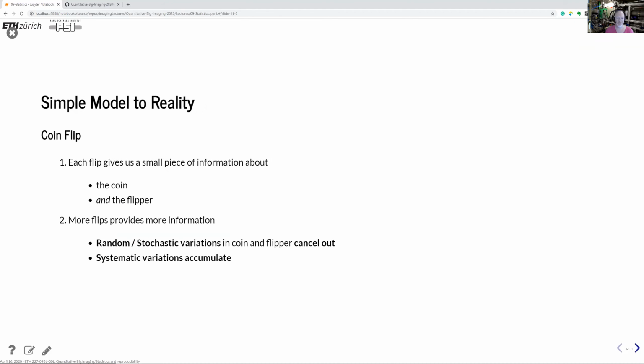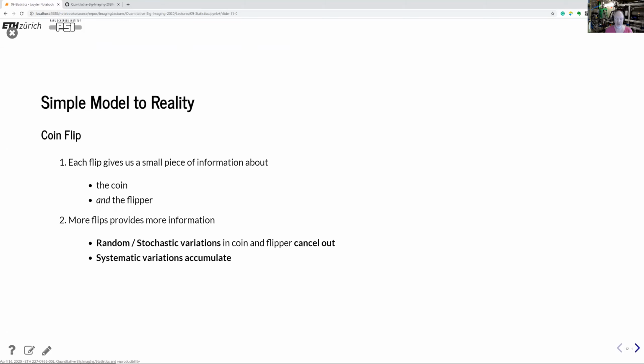So what we have is a little problem now when we go from the simple model to reality. So with coin flips, each flip gives us a small piece of information about the coin. That's good, but also about the flipper, so the modification we do. So there is something happening with it.